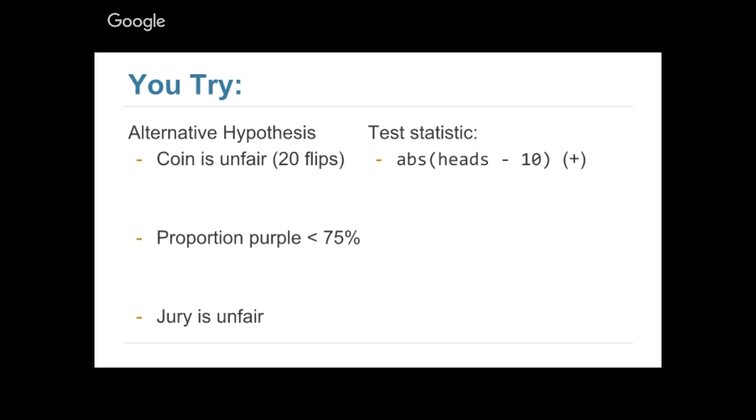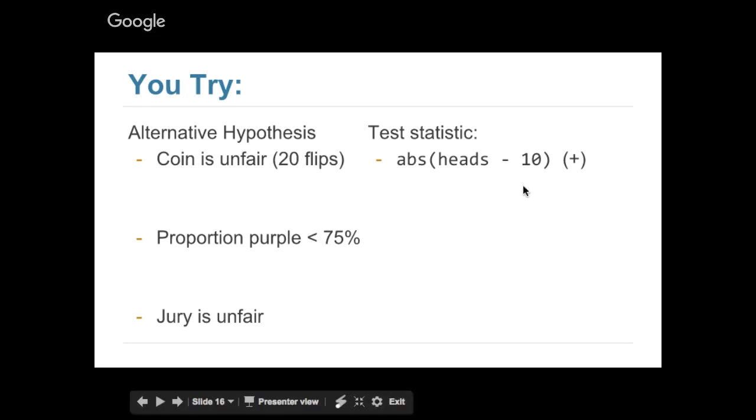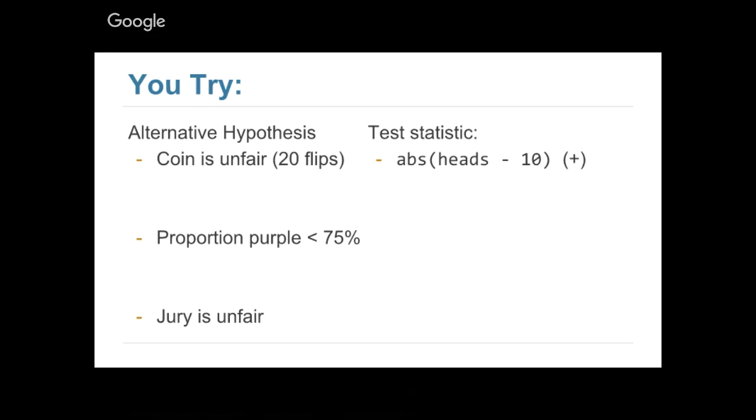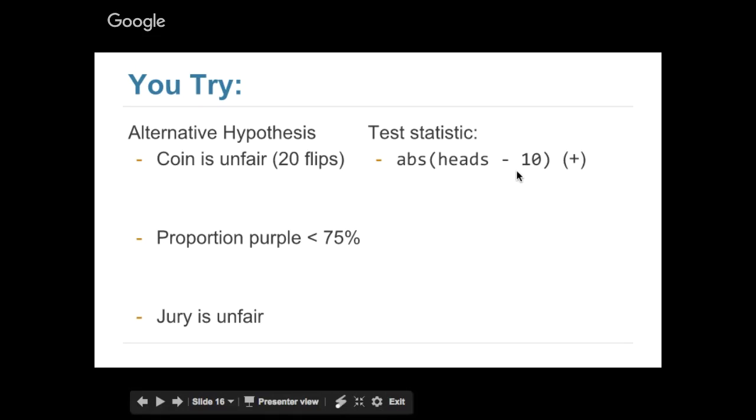Kevin, so why did you choose to subtract 10 here? That's because I expected to see 10 heads in 20 flips if my coin was fair. So if my coin was fair, I should expect 10 heads. Then I want to figure out how far away from my expected value I actually got. This gives me a measure of how far away I am from my expected value.